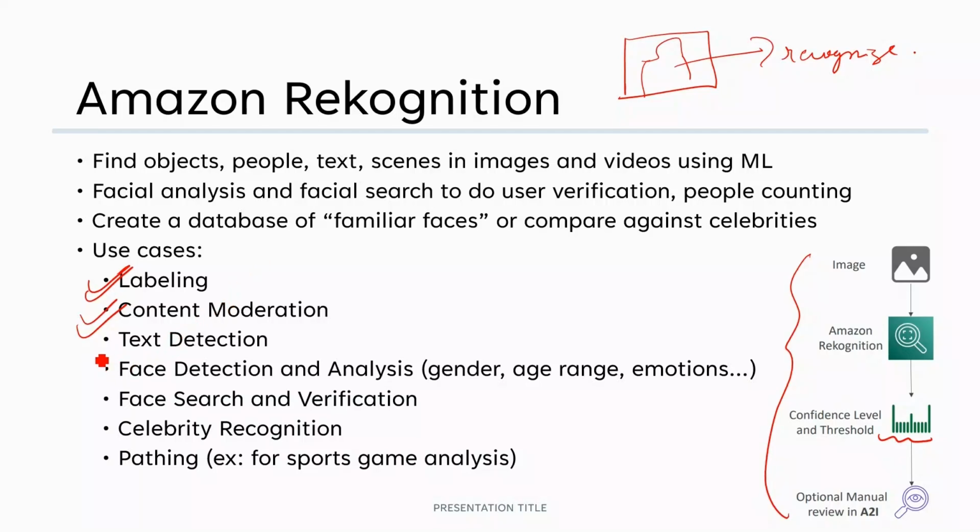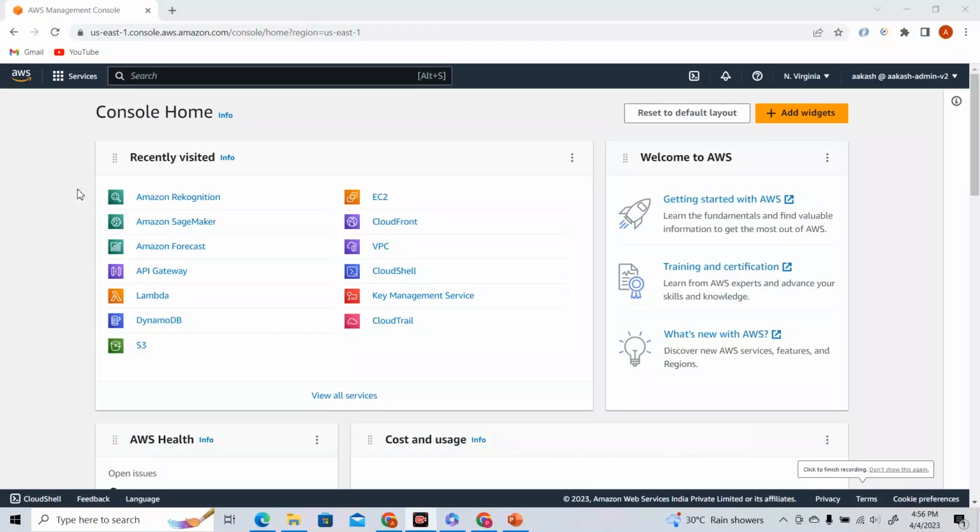Then we have text detection. If there is any text in your image, it will automatically detect it. Face detection and analysis: gender, age range, emotions, etc. Face search and verification, celebrity recognition, and then pathing, like for sports game analysis or some kind of stuff like that. Now guys, let us see a sample demo on Rekognition, just to give you an idea of how Rekognition works.